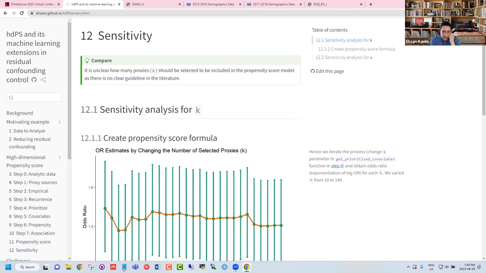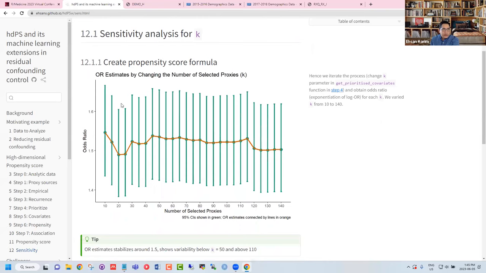To have a general understanding of the direction of how much this proxy is contributing in changing your odds ratio estimate, you can basically do a repeated analysis choosing different numbers of proxies. Say, for example, in this plot, I'm plotting all of these odds ratios as well as the associated confidence intervals, right? And you can see this is the analysis when I just adjusted for 10 proxies. This is the estimate when I just adjusted for 20 proxies. This is the analysis when I adjusted for, say, 45 proxies. And this is the information when I have adjusted for 115 proxies and so on. So you can basically try to do a repeated analysis based on different numbers of proxies. And that will give you some interesting information.